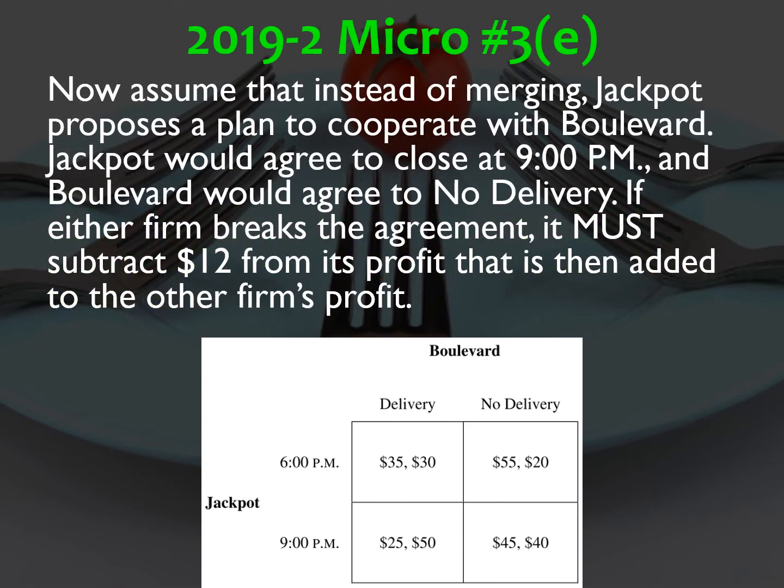E, now assume that instead of merging, Jackpot proposes a plan to cooperate with Boulevard. Jackpot would agree to close at 9 p.m. and Boulevard would agree to no delivery. However, if either firm breaks the agreement, it must subtract $12 from its profit that is then added to the other firm's profit.